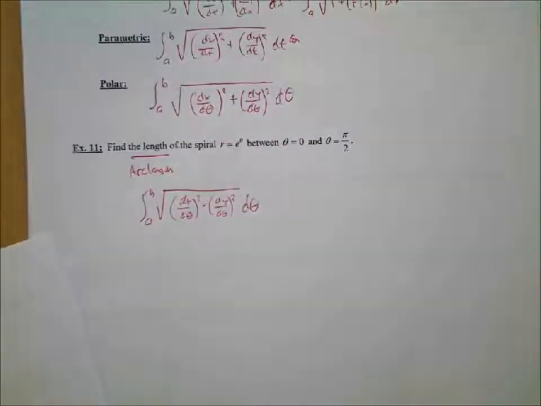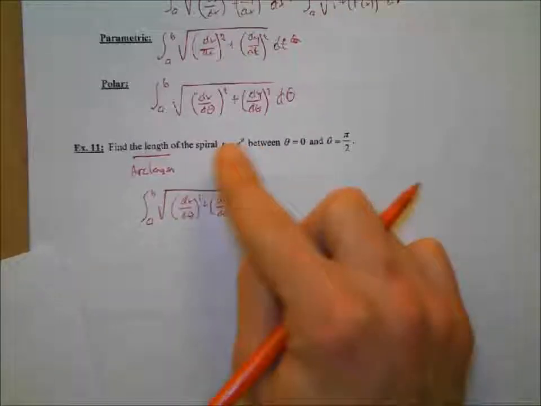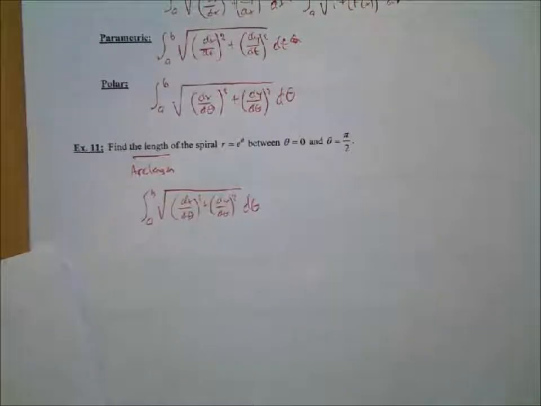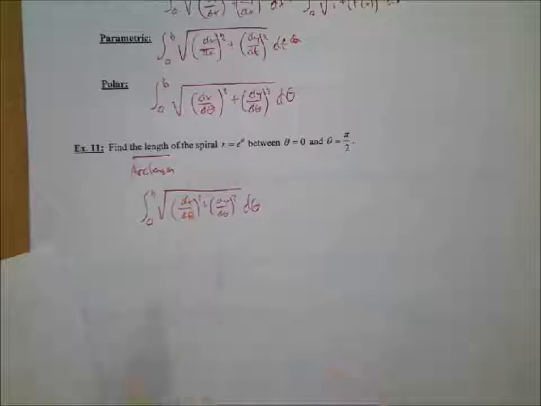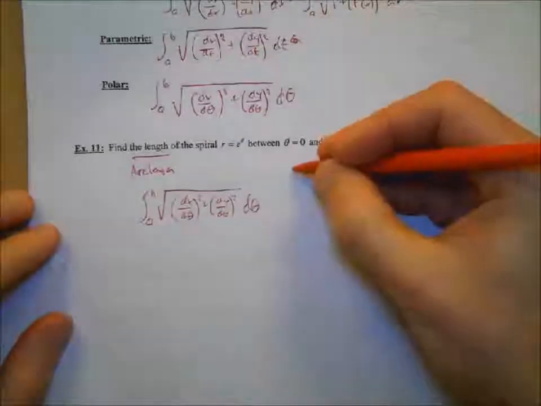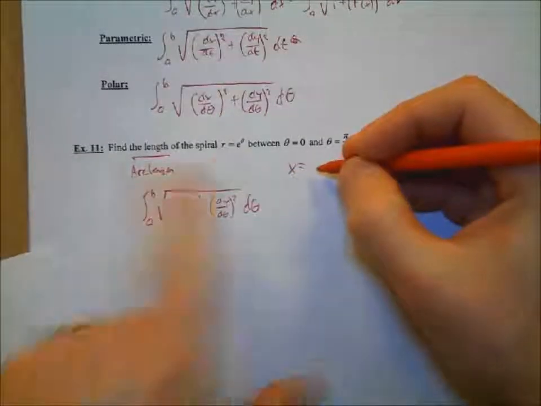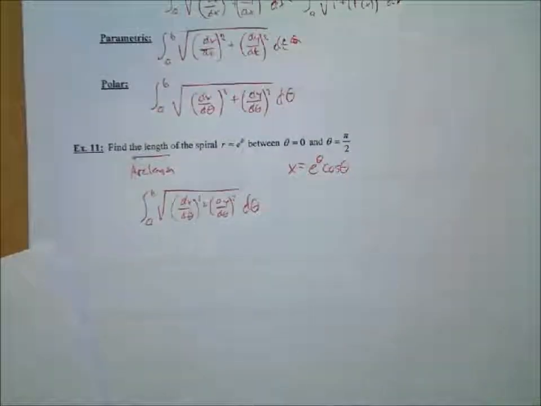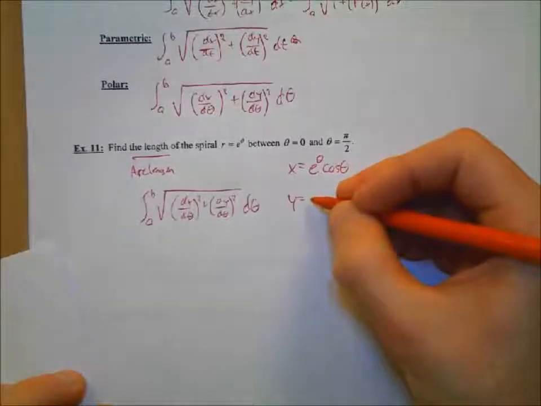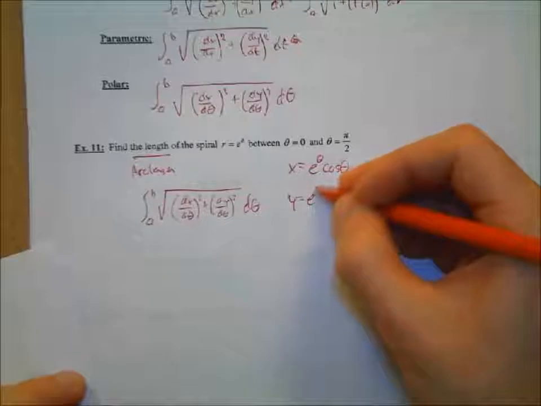Okay. So now we've got to come up with dx d theta and dy d theta. And all we have is r equals e to the theta. We need to come up with a function that has x in it, right? So again, how do we relate? What is x in polar coordinates? r cosine theta. So x is going to be r, but we know r is e to the theta, and then cosine theta. Okay? And then what will y be? e to the theta sine theta.